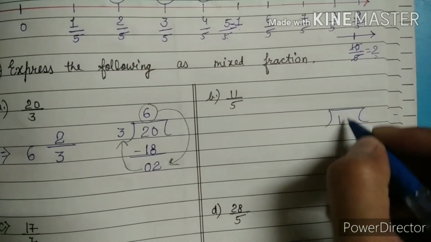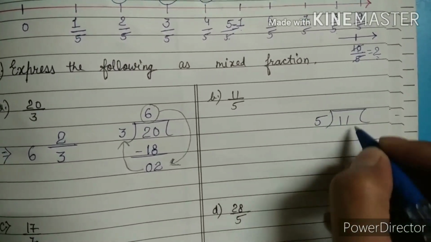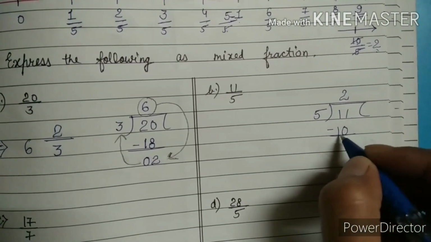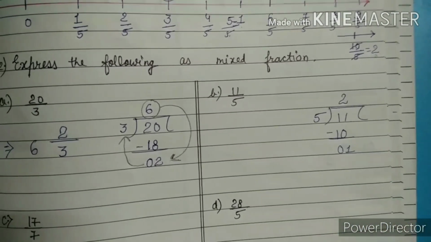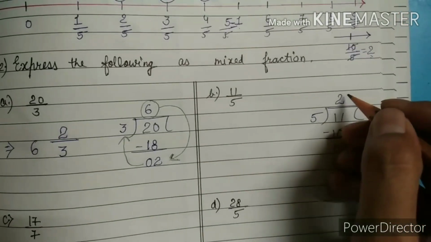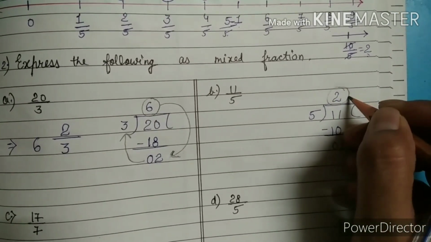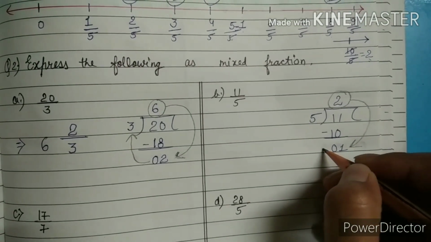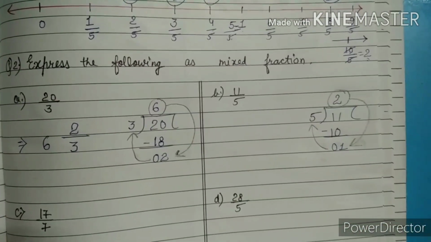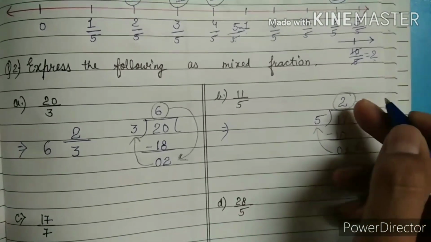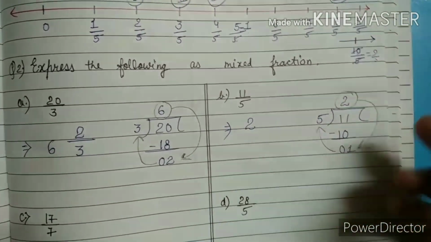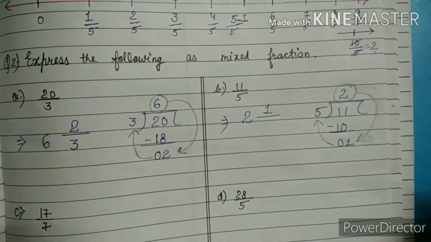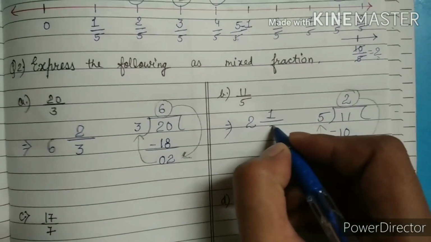11 will divide by 5. 11 twos are 10, and 11 minus 10 is 1. Again we have to start from the top to right in the clockwise manner from 1 to 5. Who is on the top? On the top 2. From 2 where we have to go? We have to go 1, and from 1 we have to go 5.